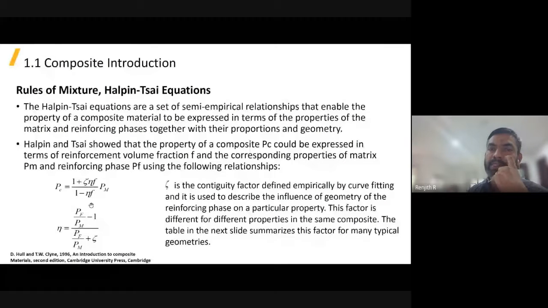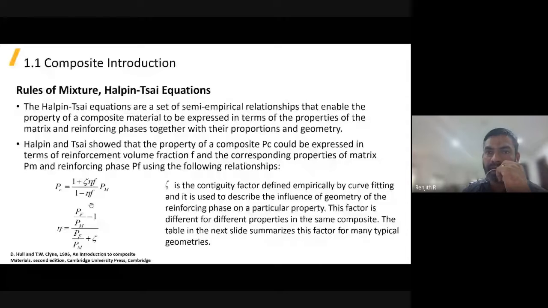Most of the time when I was doing my PhD work, I found periodic microstructure. It is not a rules of mixture, but a periodic microstructure concept. If we adopt periodic microstructure, that is the most accurate way to predict these mechanical properties. Halpin-Tsai is just below that. When we consider the accuracy level, it is lower than the periodic microstructure.